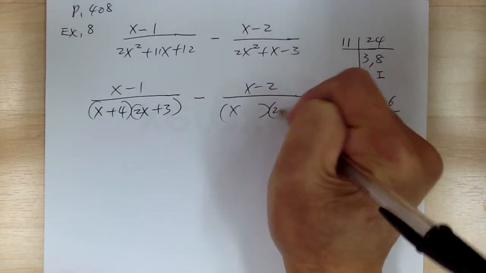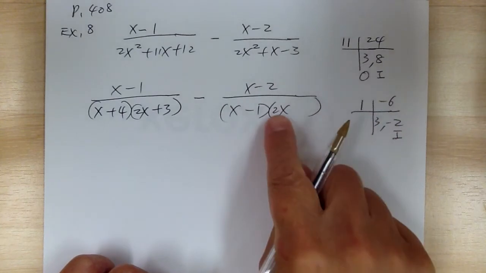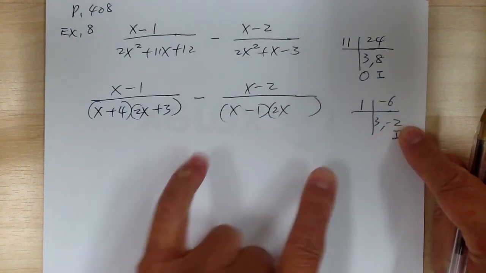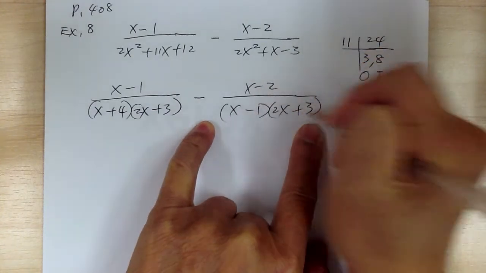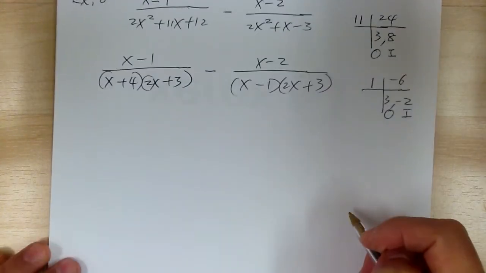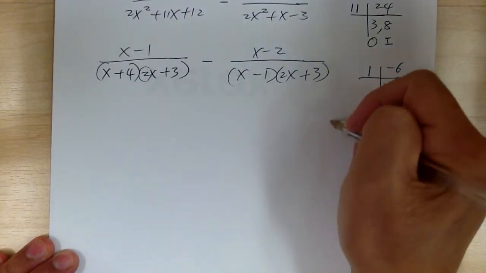So you're going to get x and 2x. So this will be the inside. So minus 1, right? 2 times negative 1 gives me negative 2, right? That's the inside. The outside, I need to get plus 3, right? 1 times 3 gives me 3. That's the outside. Okay, so now I'm finished with factoring, so now I can get my LCD.